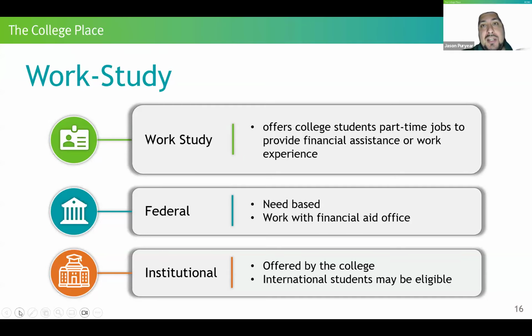For institutional work study or institutional jobs that are offered, that taxable income may impact future year financial aid awards, depending on how much the student earns during that calendar year, whereas federal financial aid through federal work study would not.